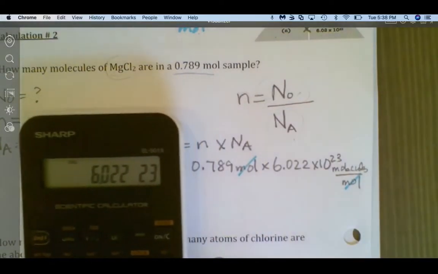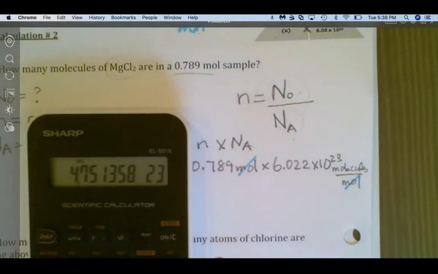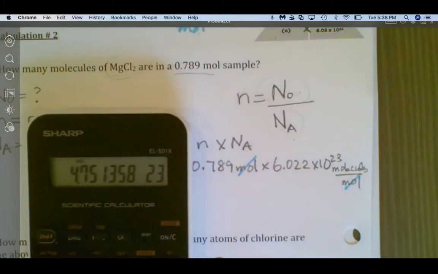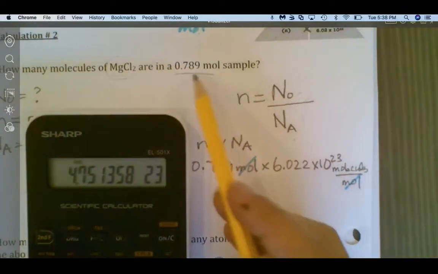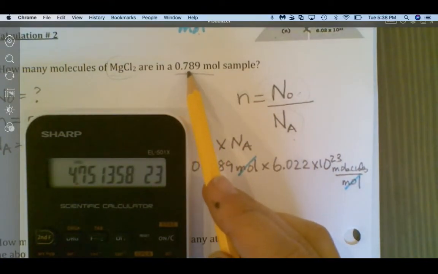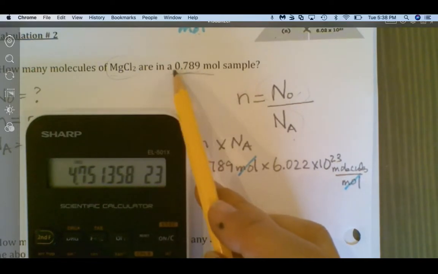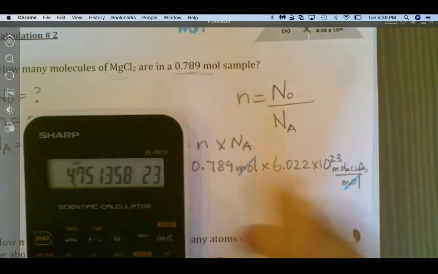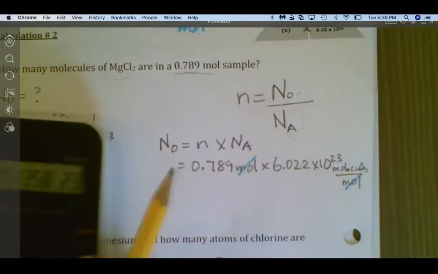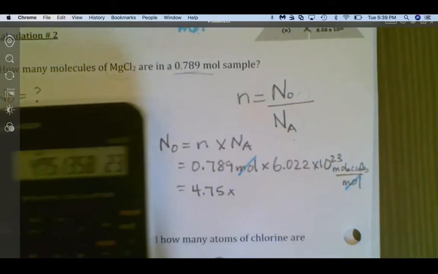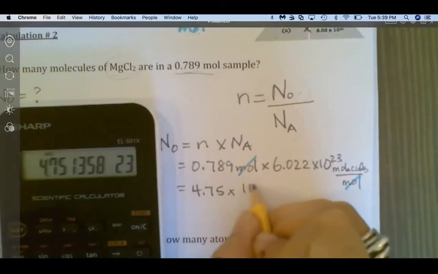I will multiply that by 0.789, and I get this big number, 4.751358. Notice that the space means times 10 to the 23. How many significant digits am I going to report? Well, I take a look at my original question, and I notice that there are 3 significant digits. Remember that any zero that is preceding a decimal is just a placeholder. So we have 3 significant digits. So my answer will be 4.75 times, now remember that's what that space means, 10 to the 23.